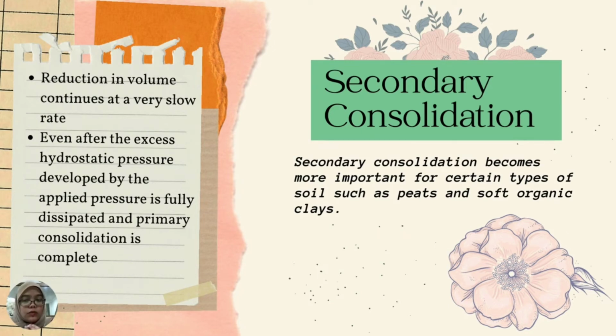The secondary consolidation becomes more important for certain types of soil, such as peat and soft organic clays. The reason why it is important for these types of soil is because they exist at high void ratios and exhibit a high value of compression index Cc.